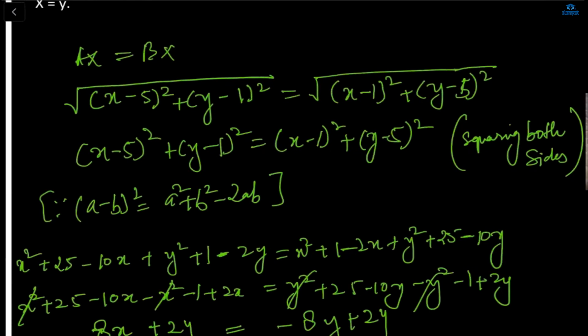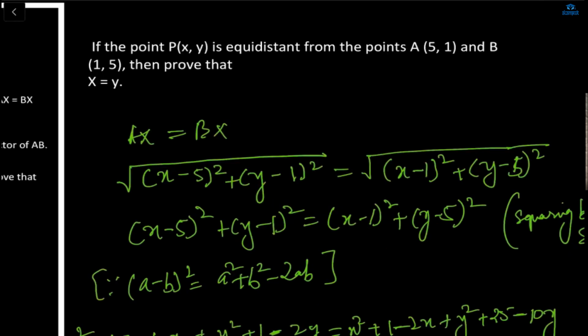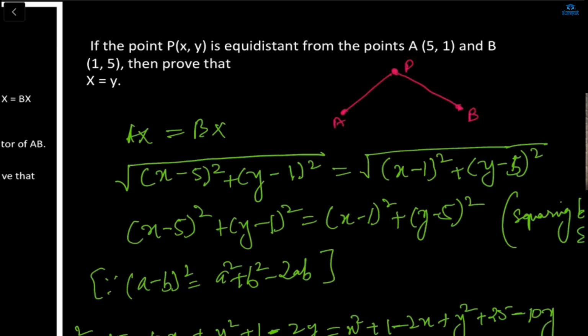See Shazan, I'm drawing a simple diagram here. There is a point which is equidistant, P. This is P and this is your A, this is your B. When P is equidistant from A and B, it is like you are standing at one place and two of your friends are standing at an equal distance from you. What that means is that the distance between you and your first friend is the same as the distance between you and your second friend. So this distance is equal to this distance. That means AP is equal to BP.